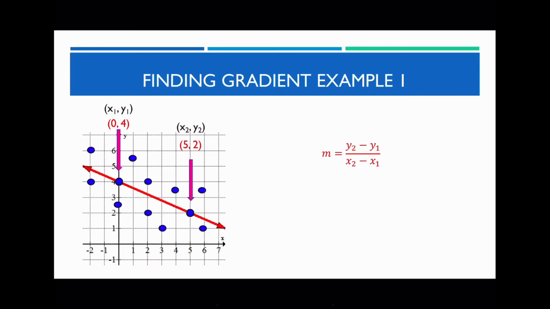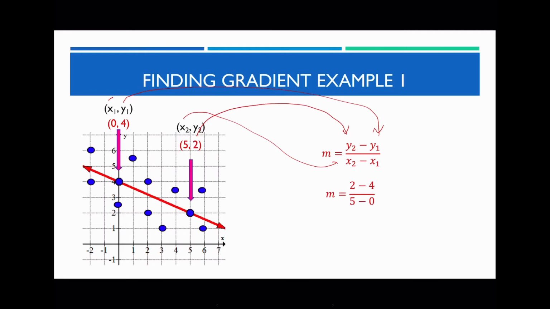So in this case, 2 is equal to y2, so I'm going to substitute 2 here, and my y1 value is 4 in this case. So it would therefore be 2 minus 4. X2 is equal to 5, so 5 minus 0 in this case. So if you did this correctly, this is what it would look like.